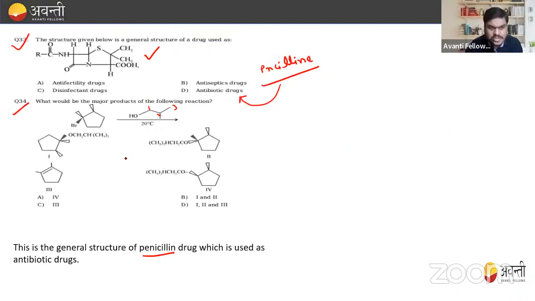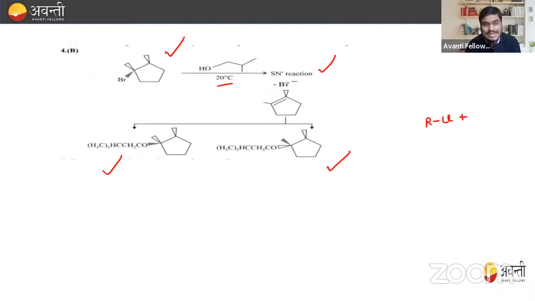So in your options, just observe carefully, either this one, that is 1 and 2, this one or this one, this will be your major product. So out of the four options, which one has it? Yeah, that is B. So B is the correct answer for this question, right?